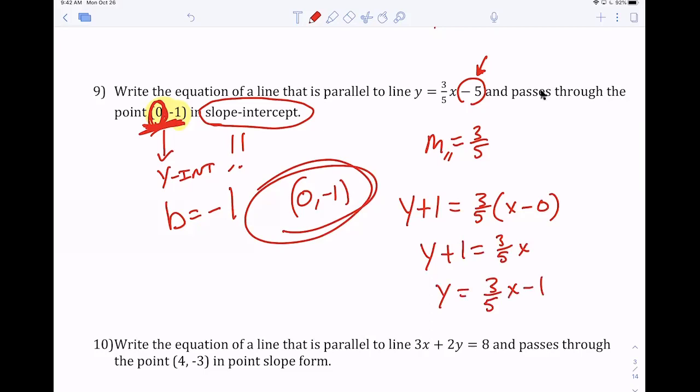So what I was trying to tell you, Sean, is we don't need to use this form. Is it okay to use that form? Yes, it just takes a little extra time to get to this step right here. But because this is the y-intercept, I already know b equals -1, and I already know the slope is 3/5. So I could have just written y equals 3/5 x minus 1 and be done with the problem. That's what I was trying to tell you.